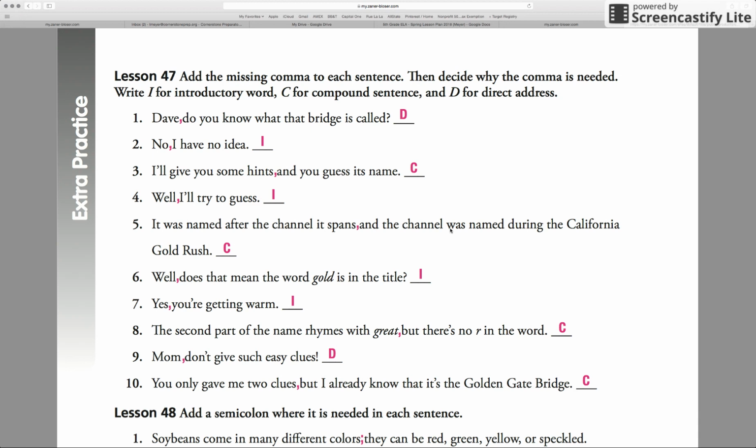Number 3, you're putting the comma after hence because this is a compound sentence. I'll give you some hints. Those are 2 independent clauses, so you need to separate them with a comma and a conjunction. So go ahead and pause the video here, check 4 through 10, and then after you finish that, go ahead and push play and we'll look at lesson 48.